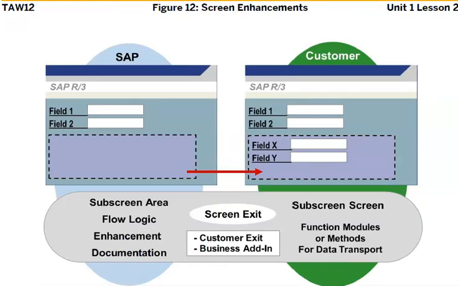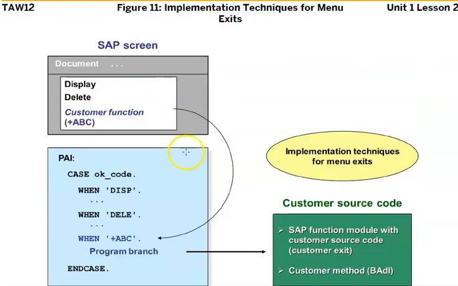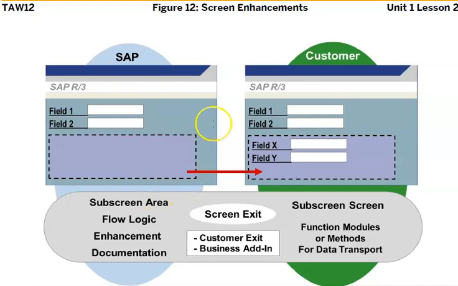In screen enhancements, what we do is we add new fields to the existing screen. So adding new fields to the existing screen is for screen enhancement. We have this subscreen area, flow logic, enhancement, documentation. So these are all the things that we have in SAP, and we can add subscreen, we can add function modules or methods for data transport and all. So basically, first one is menu exits, where we can add something to the menu. Then screen exits, we can add some fields to the existing screen. This is what we have.